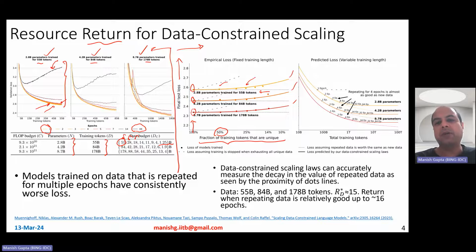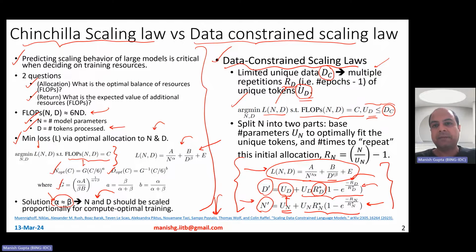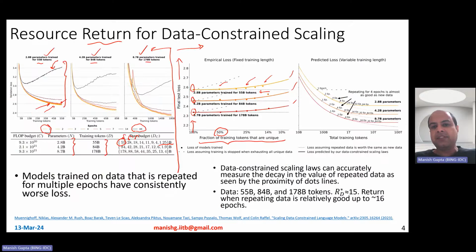Okay. And in fact, what you also observe, so these dots are actual values as observed by training models, and those curves are the ones obtained using the data constraint scaling law that I talked about, using this mathematical formulation. Okay. So those dots are very close to the lines, which basically says that the data constraint scaling laws are reasonably accurate, specifically as against chinchilla laws, which were never meant for data constraint scenarios where you repeat the pre-training data.